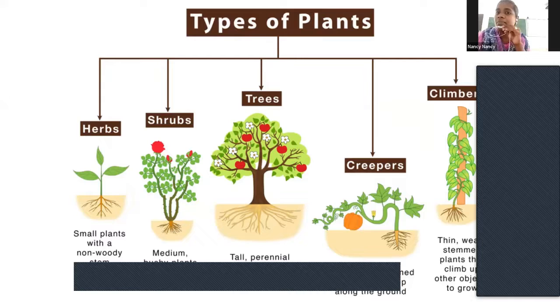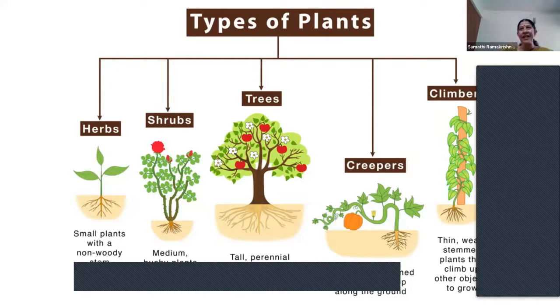Compared to herbs, shrubs have a slightly thicker stem. We can differentiate shrubs and herbs using the stem also. Herbs are a very small plant with a thin stem and will not grow much. You mean tulsi and mint and other things will not grow higher? Yes, ma'am, they will not grow higher.